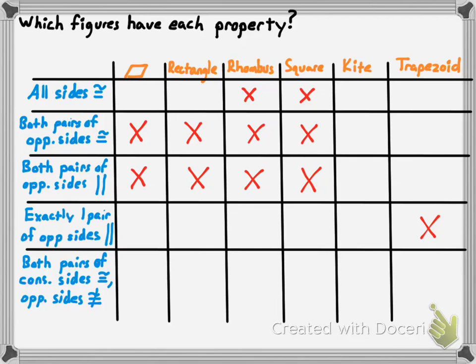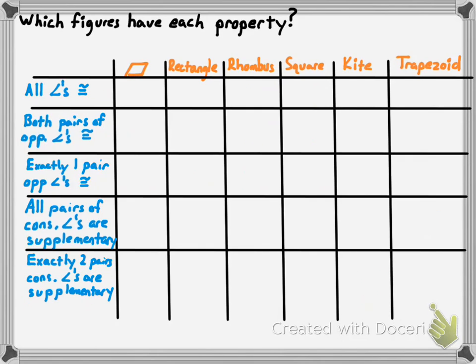And which figure has both pairs of consecutive sides congruent, but the opposite sides are not congruent? That's the definition of a kite, a quadrilateral that has two pairs of consecutive sides that are congruent. Whoops, I put that in the wrong box, didn't I? But its opposite sides are not congruent to one another. You get the idea of what's going on here? Great. So that's a summary of all the properties that we've learned in regards to sides. Now let's move on to angles.